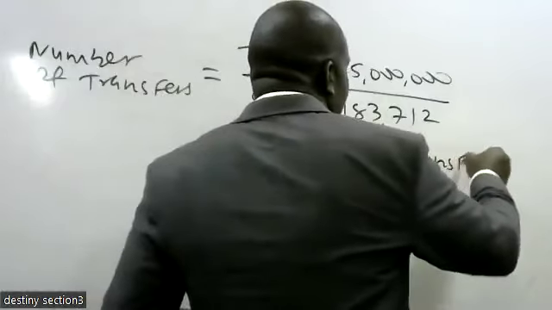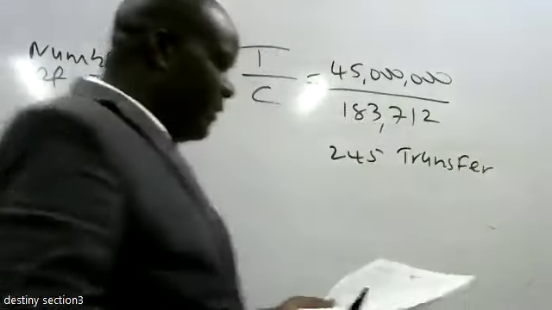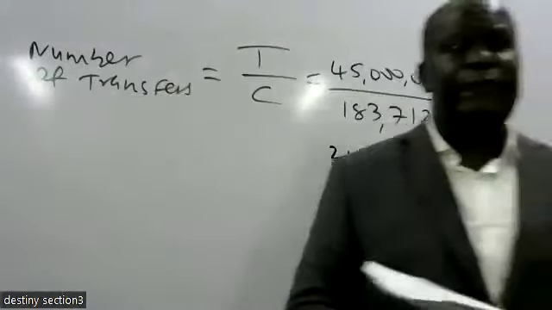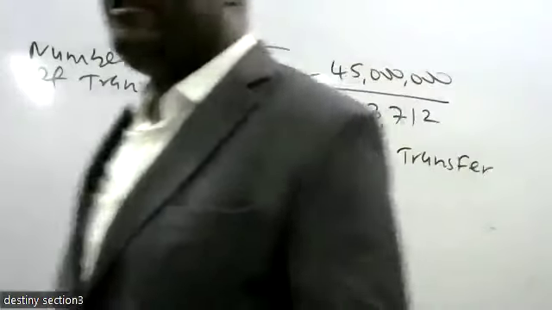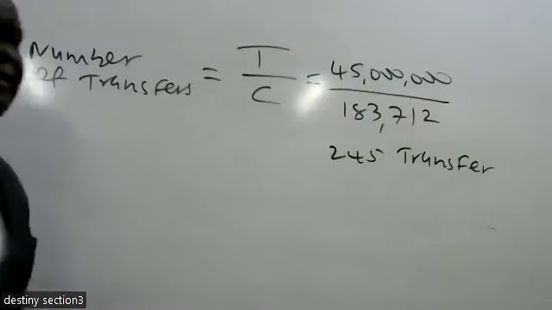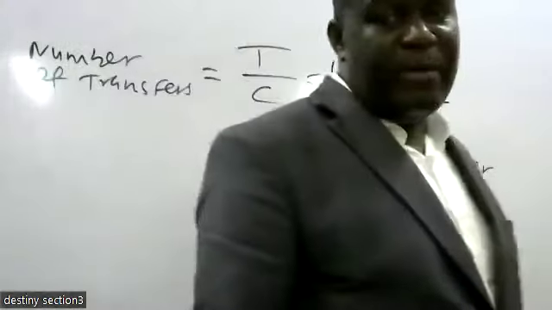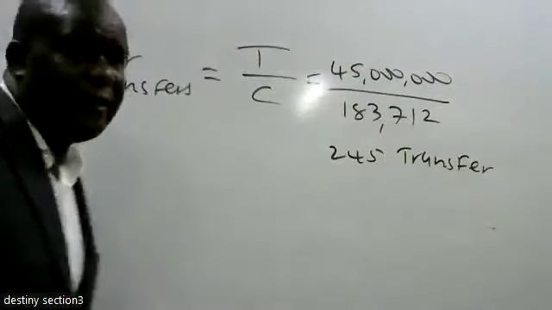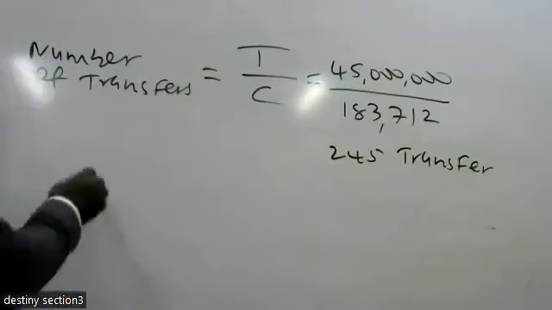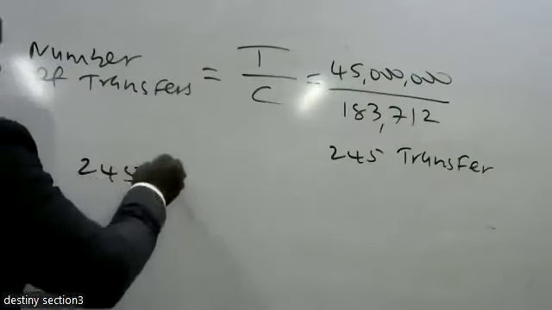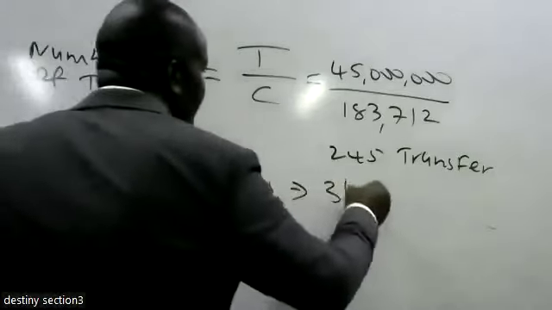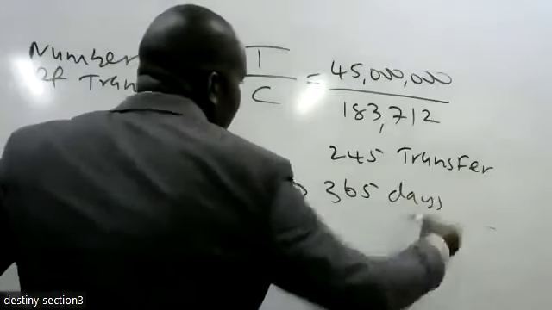Sometimes they normally ask you the frequency. You can add there Roman letter 4 as the frequency of orders or the frequency of transfers. They normally ask you to come up with the frequency of the transfers. So we simply say that 245 transfers are for 365 days.